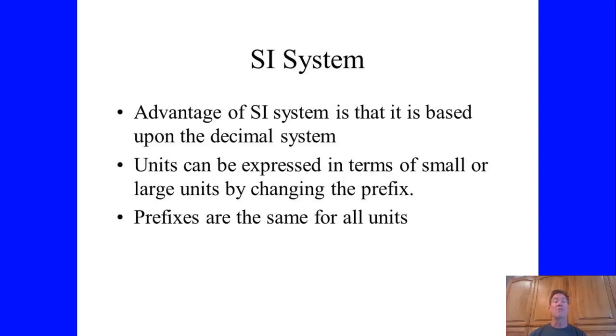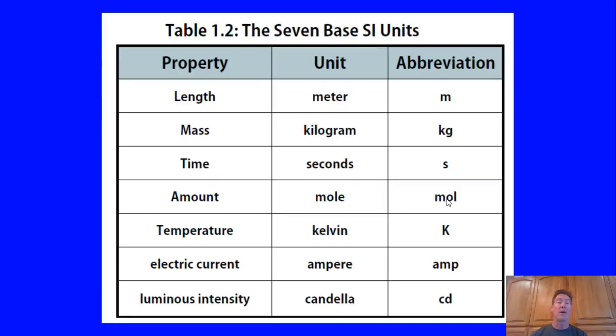Units can be expressed in terms of small or large units by changing the prefix. We'll see this. And the prefixes are the same for all units. So the metric system, for all its annoyances to us Americans, is actually a very well thought out system. And once you get the hang of it, once you know what the prefixes mean, they always mean the same. So that's what we're going to use. We're going to change the prefixes to change the number of whatever unit we're talking about.